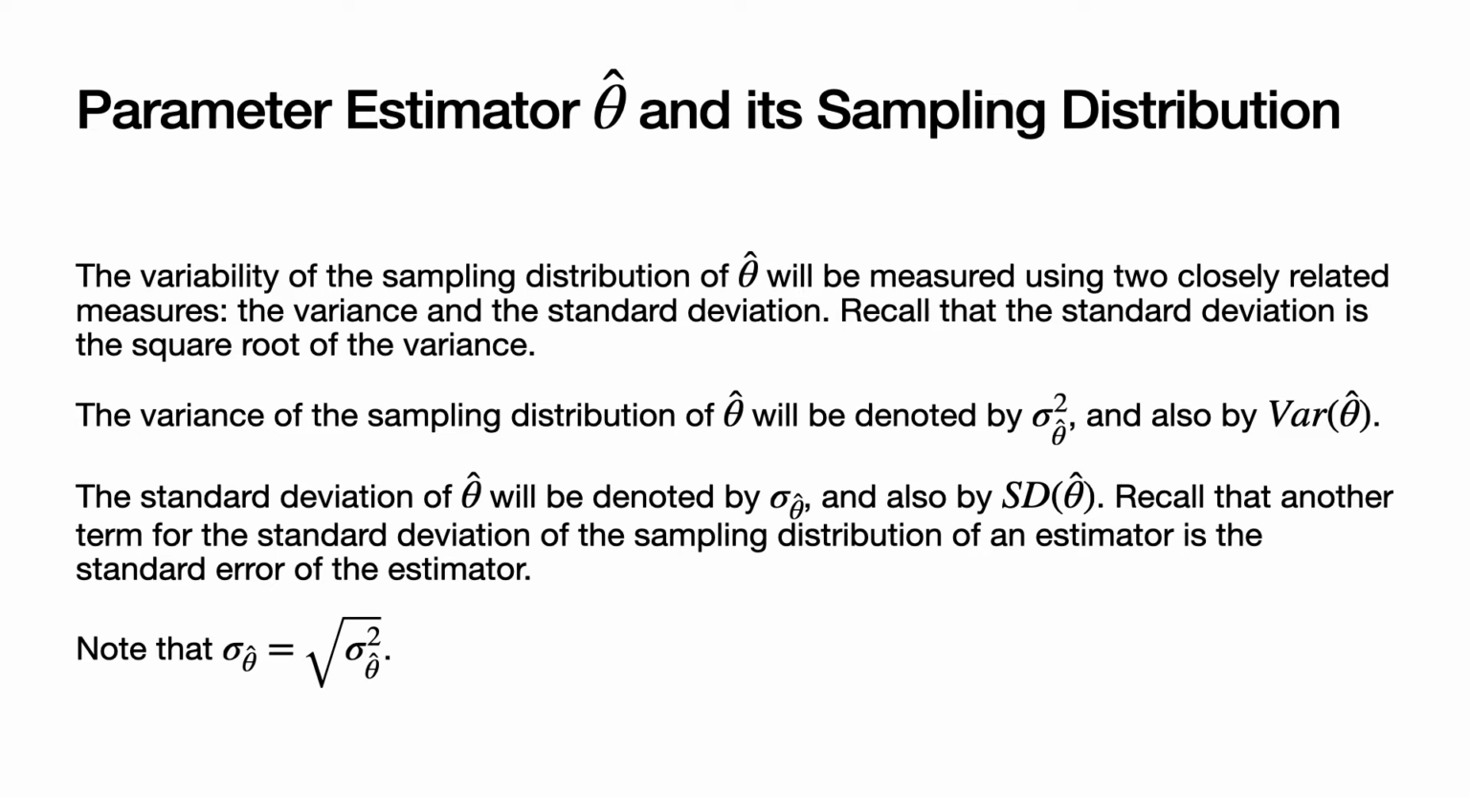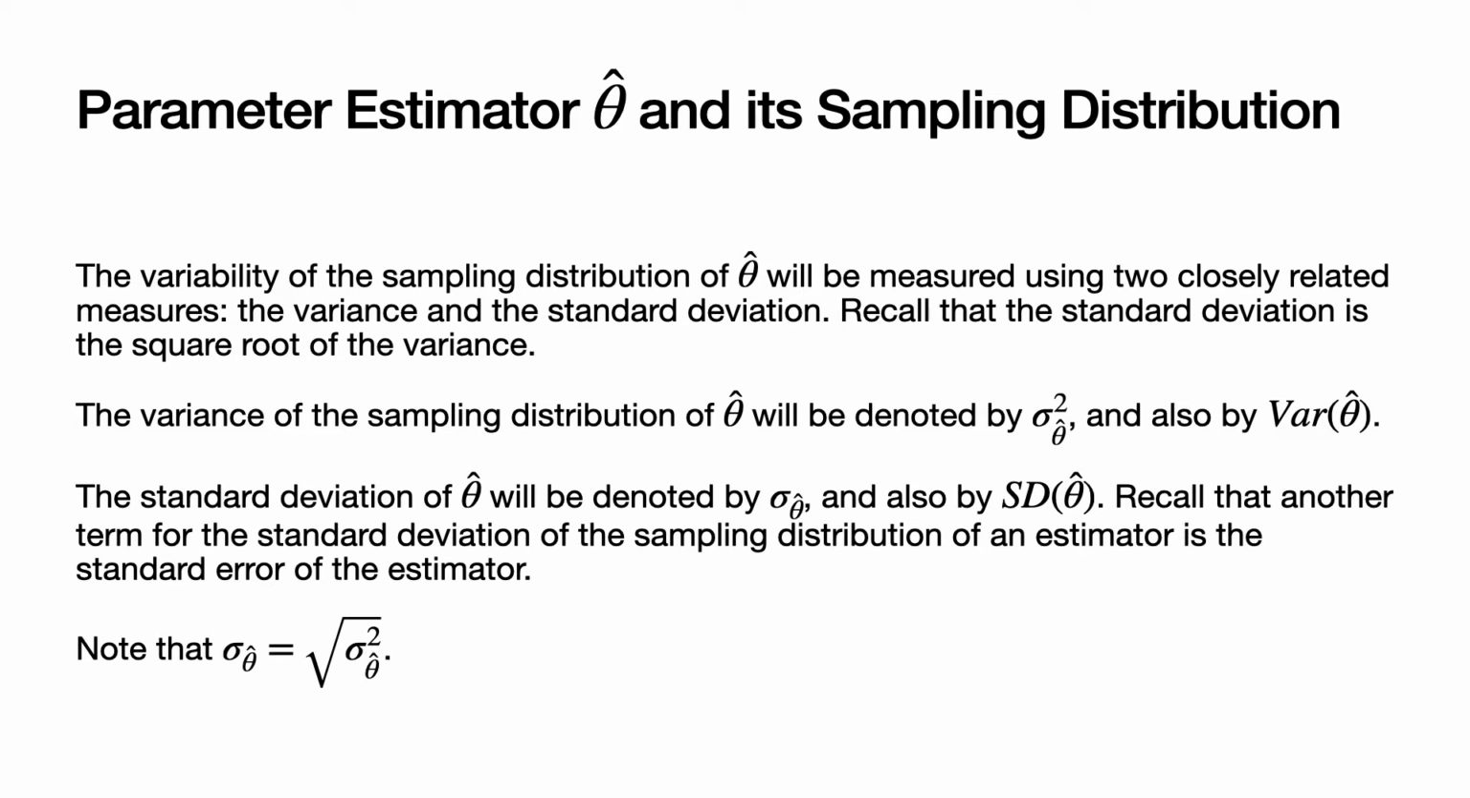Now the related measure, the standard deviation of theta hat, will be denoted by sigma sub theta hat, as well as by SD, for standard deviation, with theta hat in parentheses. So again, two pieces of notation that represent the same thing, the standard deviation of the sampling distribution of theta hat.